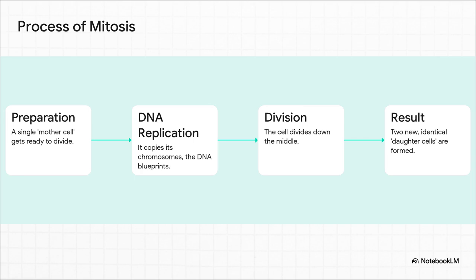First, a mother cell gets ready by making a perfect, exact copy of all its DNA blueprints. Then, once the copy is made, the cell just splits right down the middle. And poof, you have two new daughter cells that are completely identical. This one process, this is how you grow, how your body heals a cut, and how you replace millions of old cells every single day. It's happening inside you right now.